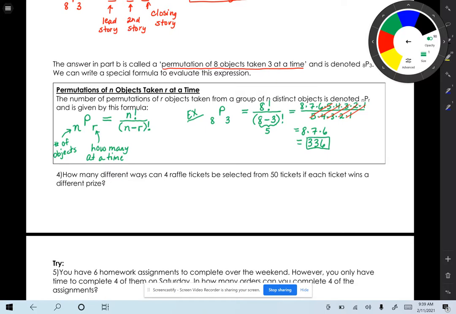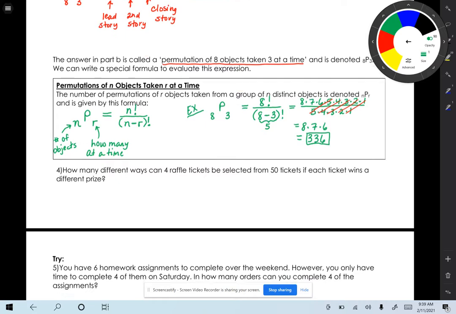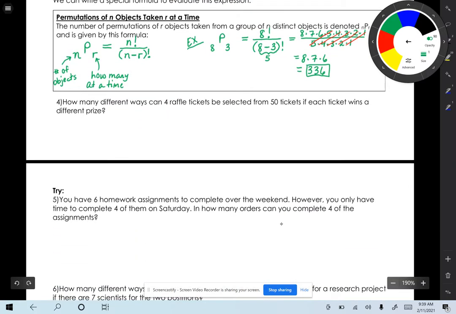How many different ways can 4 raffle tickets be selected from 50 tickets if each ticket wins a different prize? So we have a total of 50, but we're going to pick 4. So 50, choose 4. So that's equal to 50 factorial divided by 50 minus 4 factorial. So 50 factorial. And listen, this is what I would recommend doing first. Right here, 46. Why? Because you're not going to write 50 count down all the way to 1. You don't want to do that. You want to start with the smaller number.